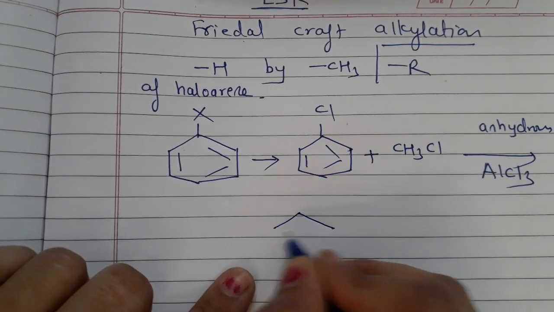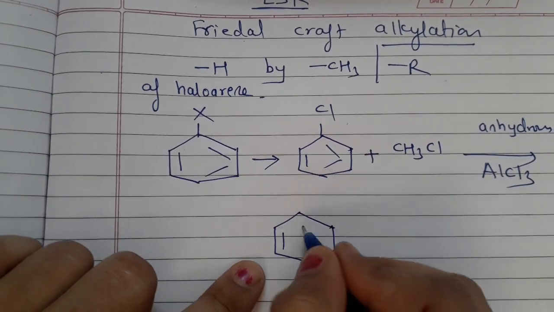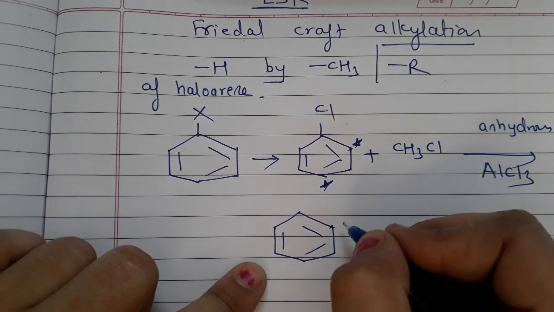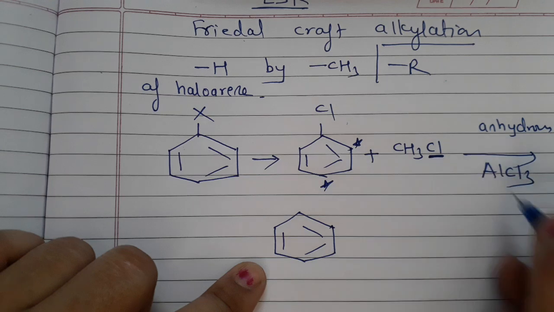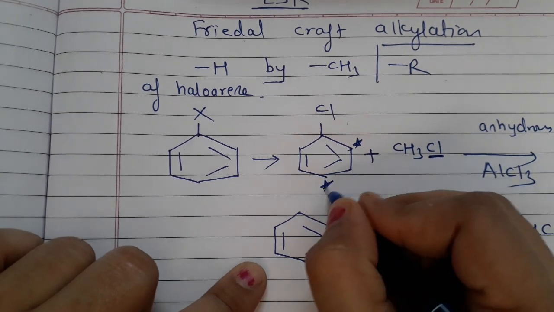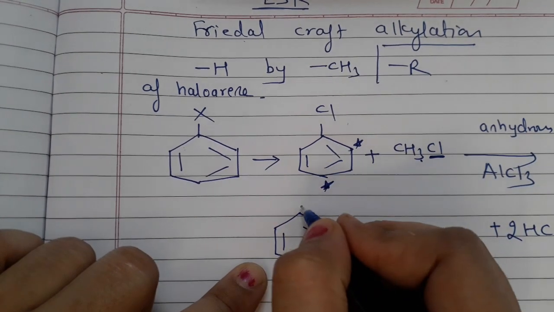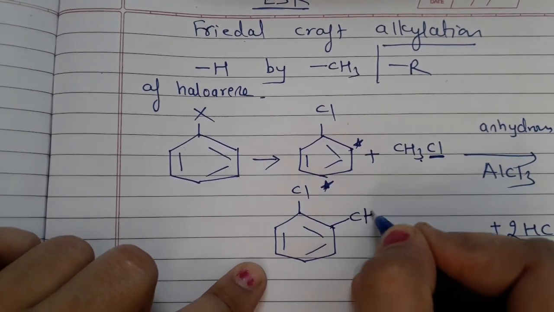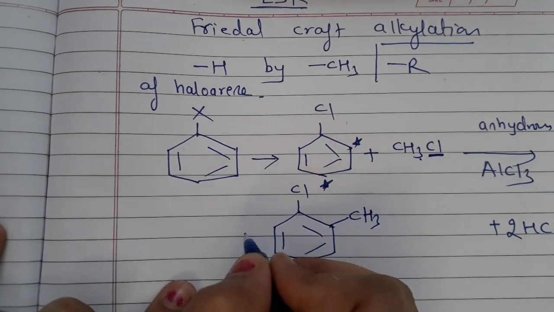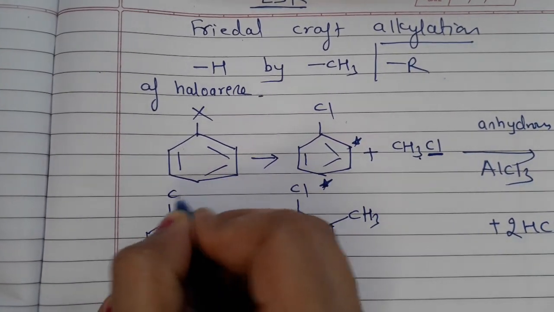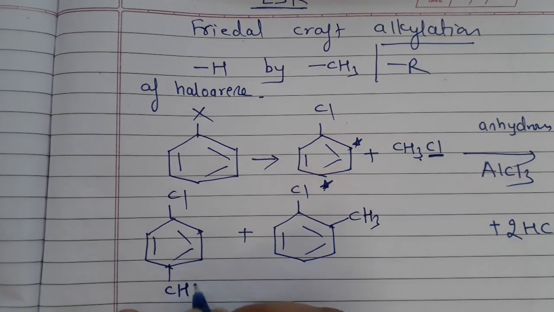So what happens in this case also? See, from ortho and para, H will come out and combine with Cl. So we'll get HCl. Okay, so I'll get either the ortho product, or I'm going to get the para product. This is the para product.